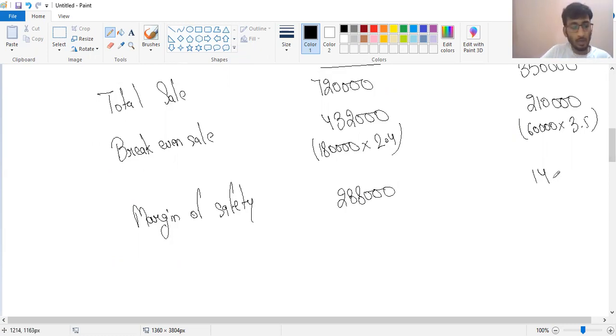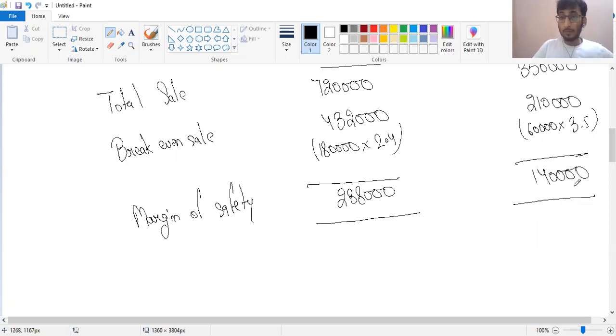and 1,40,000. Now, what is margin of safety? So margin of safety, let me explain you once. Margin of safety is a point over which, basically, there would be only variable cost. Okay, there would not be any fixed cost.